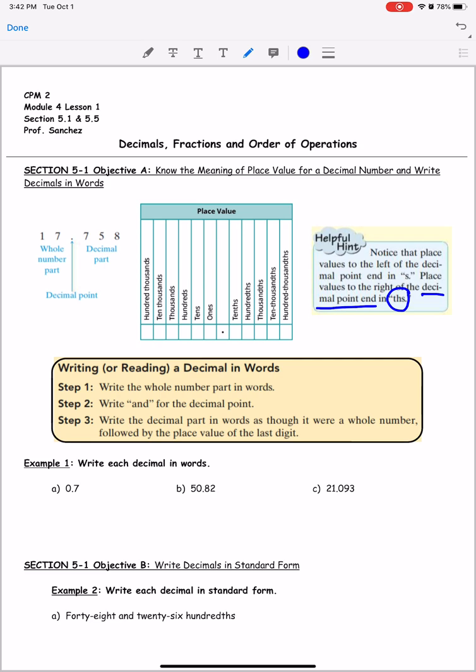So first thing we're going to do is write your decimal in words. So here we have 0.7. The first thing you're going to do is write your whole number. Well, I don't have a whole number, so I don't need to put 0. You're going to write "and" for a decimal point. Because I don't have a whole number, I don't need that. But then we need to write our decimal part in words as though it were a whole number followed by the place value of the last digit. So we have a 7, so we'll write out 7. And then it's only one decimal place back. One decimal place back is the tenths.